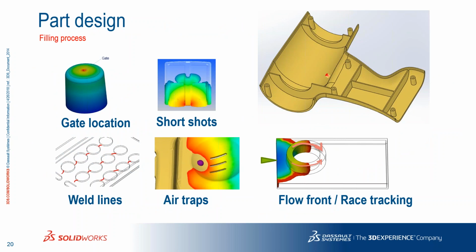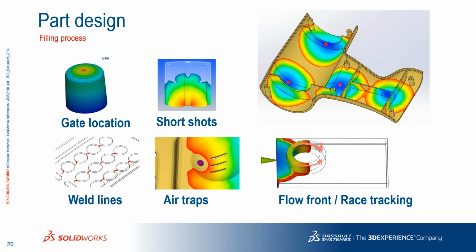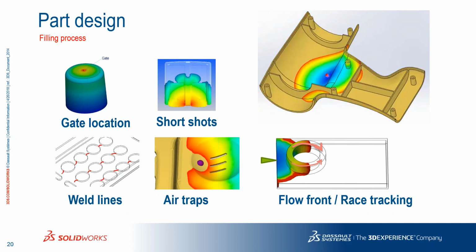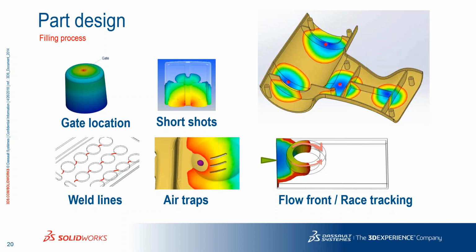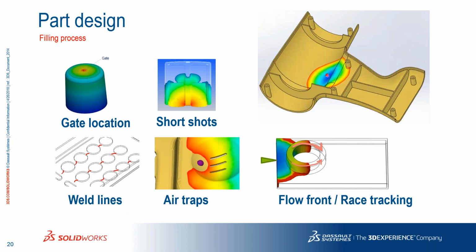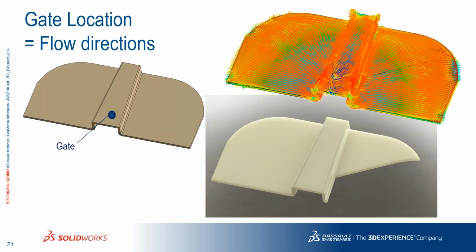So gate location, if you look here on the movie, it's all about where you're putting the gate, or should we have several gates where the plastic is entering the mold cavity. It will have some effect. You can end up with weld lines, you can end up with air traps, but also you need to understand the flow front, because you can have a phenomenon called race tracking. We'll talk a little bit more about that in a moment. So the first and important thing is the gate location. Why is a gate location important? Well, it gives you the flow directions in the part.